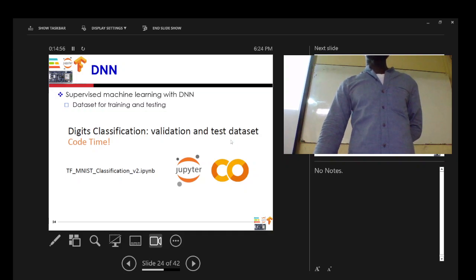Yeah, you don't have to remove the old data. You just keep adding and keep training it with additional data. That's what happens.